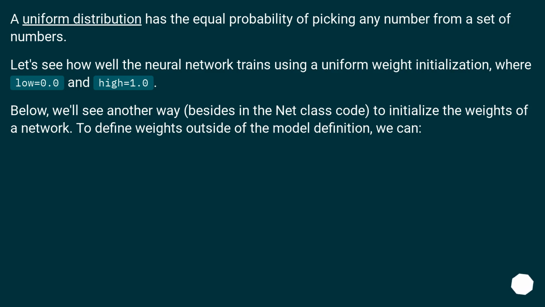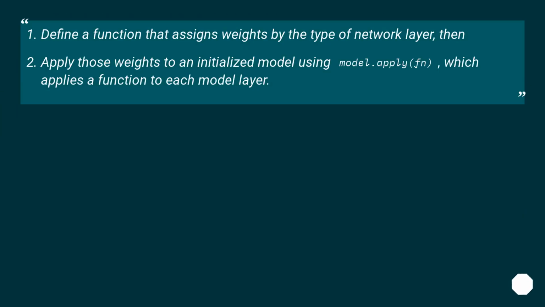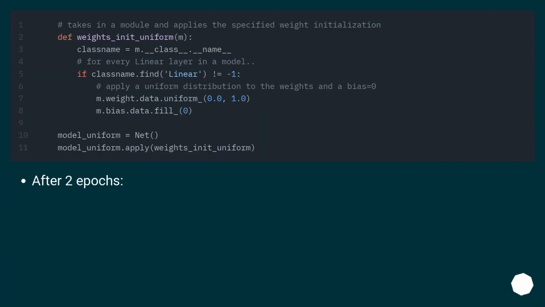To define weights outside of the model definition, we can define a function that assigns weights by the type of network layer, then apply those weights to an initialized model using model.apply(fn), which applies a function to each model layer. After 2 epochs.